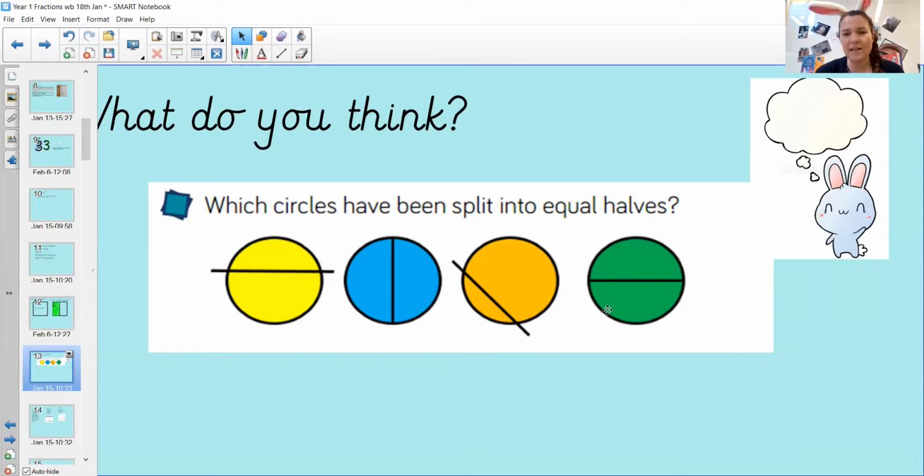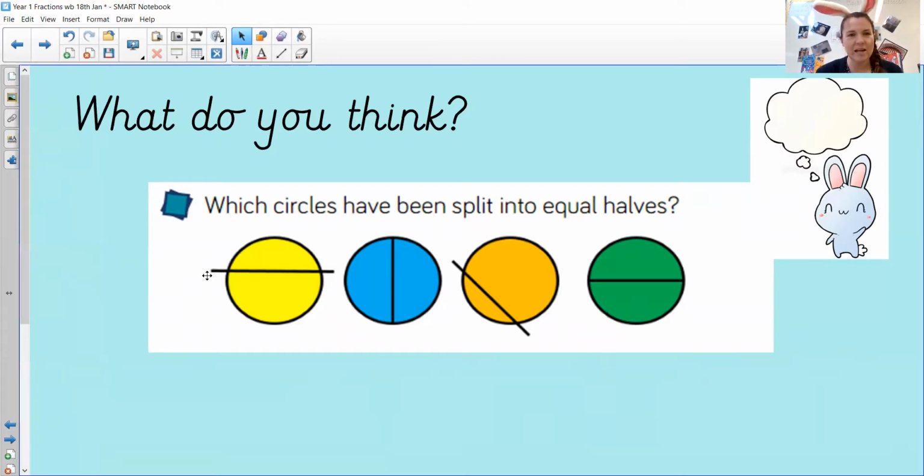So I want you to have a little think about this picture. It says, what do you think? So we've got a picture here of 4 circles. And it says here, which circles have been split into equal halves? So what that means is, which circles have been split into 2 equal parts? Let you have a think about that for a minute. So pause me and have a think. Which circles have been split into equal parts, equal halves? Have a talk to your grown-ups.